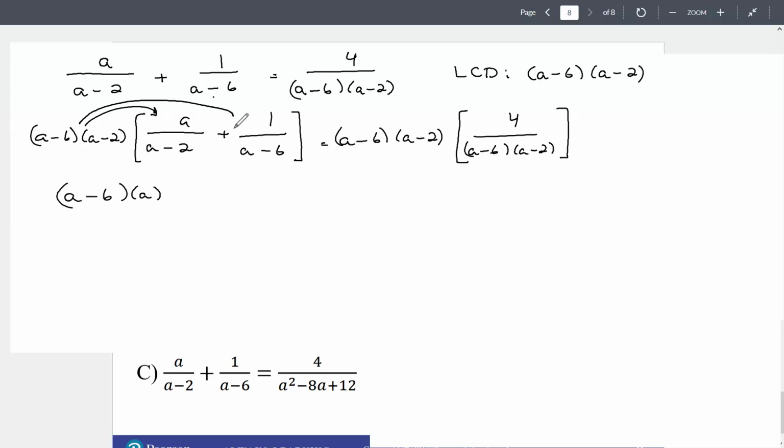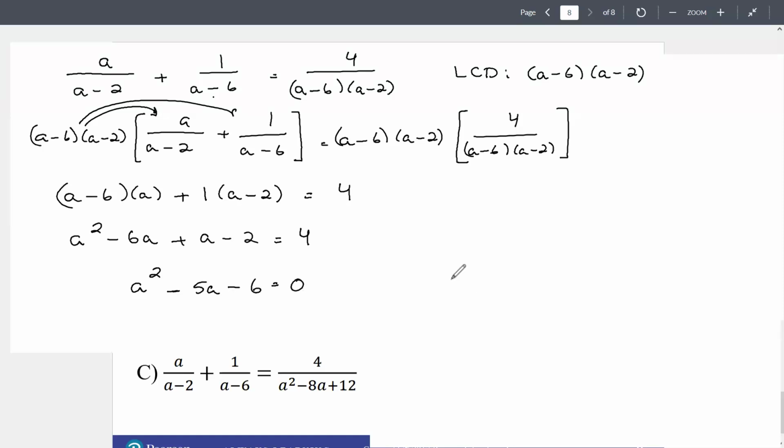It distributes here, the A minus 6 is canceled, so you're just going to be left with the 1 times A minus 2. Here, the A minus 2 and the A minus 6 cancel, and you're just left with the 4 on top. So I'm going to have A squared minus 6A plus A minus 2 equals 4, or we have A squared minus 5A minus 6 equals 0.